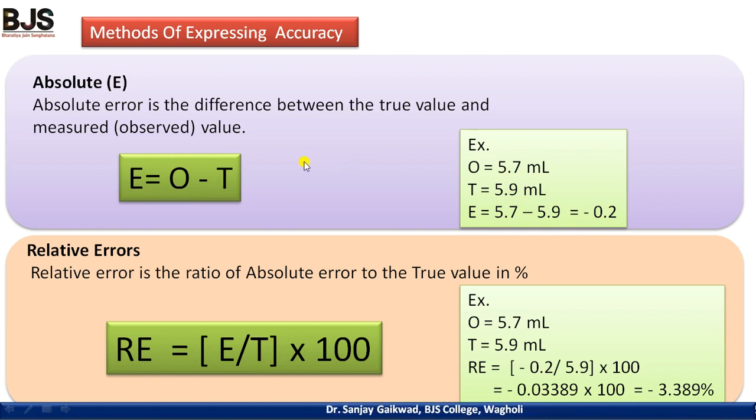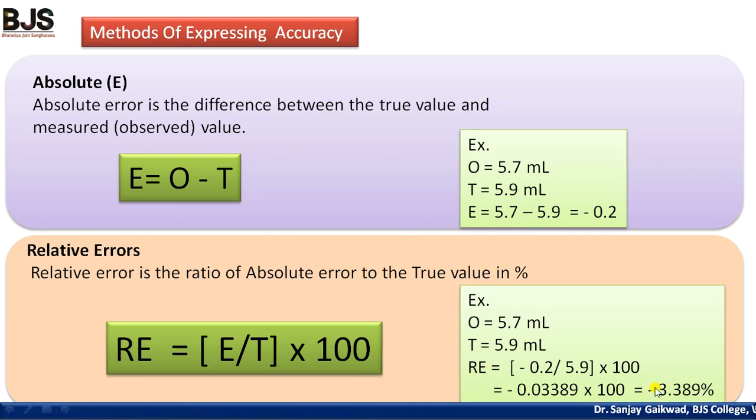The better way is to convert this error into the relative error, so we can understand the exact magnitude of the error. Relative error is given by the formula: the ratio of absolute error to the true value, multiplied by 100. For this example, the observed value is 5.7 and the true value is 5.9, therefore the relative error is equal to minus 3.389%.